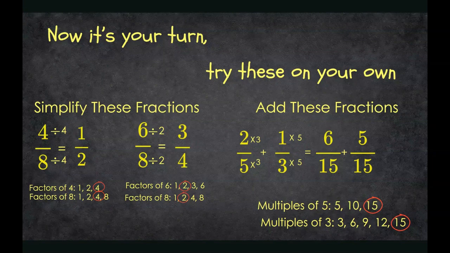Now that they have the same denominator, I'm able to add them. 6 plus 5 equals 11, and then we keep our 15ths the same. We never add the denominators. So our answer is going to be 11/15.